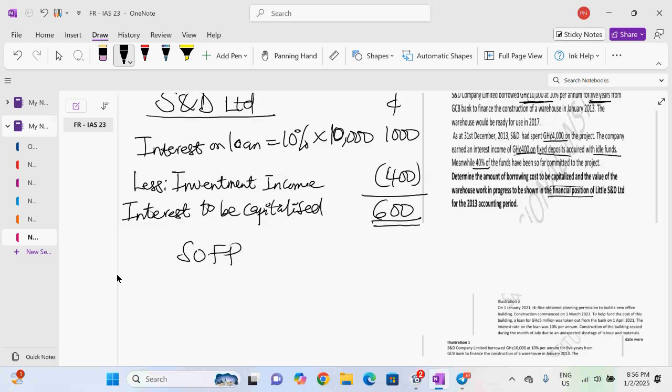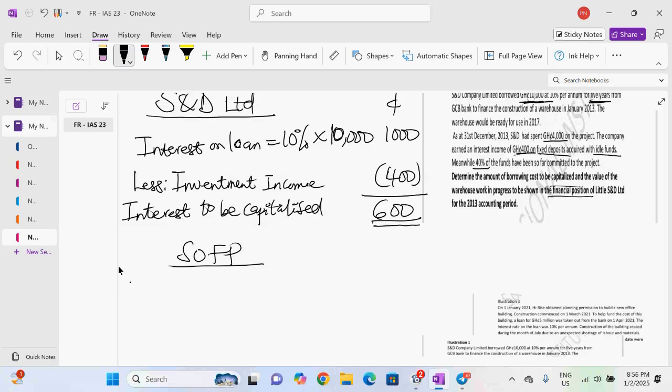The next question is the statement of the financial position. And they are saying, what will be the amount to be shown, right? So how much was incurred? As at 31st December, S&D spent 4,000 on the project. So that is the cost spent, right? Yes, sir. Now that will form part of it.